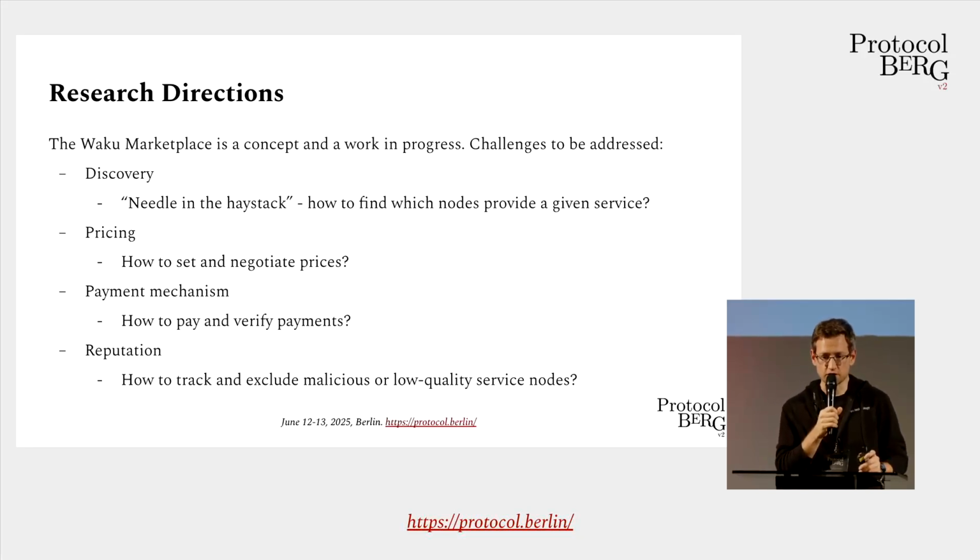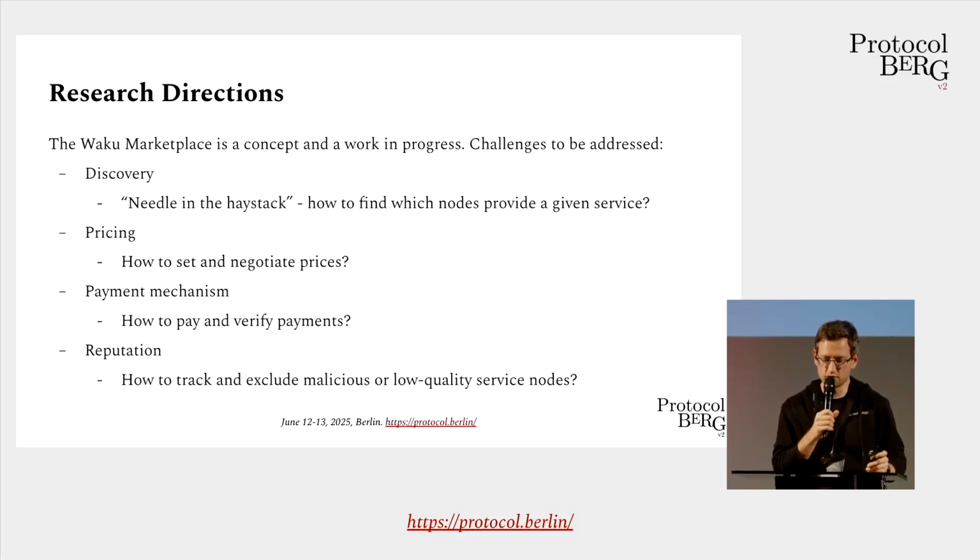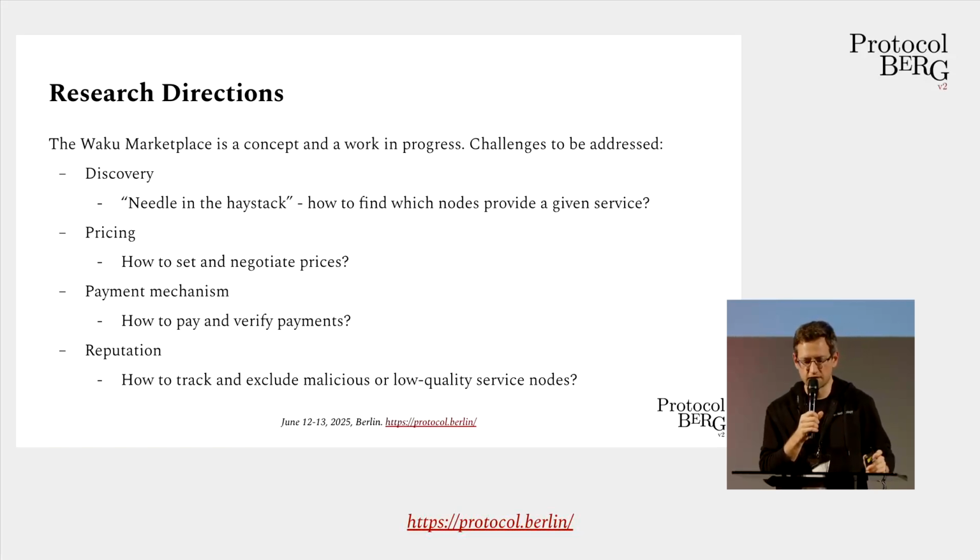And finally, reputation. We need to think about some kind of reputation system where a user maintains some history of interactions and, at least for personal use in the future, remembers which service nodes behaved badly or which service nodes behaved well and provided good service. Ideally, we would like this reputation system to be shared among users, but again, how can we do this in a privacy-preserving manner? That's an open question for discussion.